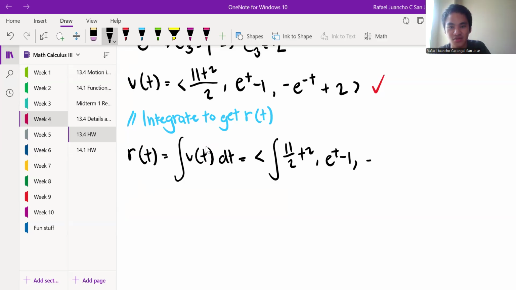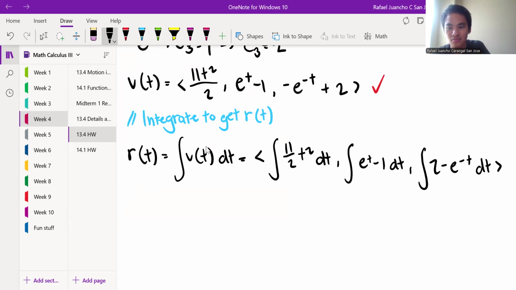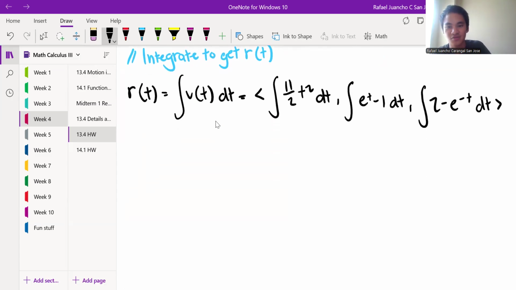That doesn't matter. This one I could maybe put my 2 in front: 2 minus e to the negative t. Just so that doesn't consume more space. And I forgot to integrate. Okay, let's integrate. Then last one. Now we integrate each of these components one by one. So let's start off with this.